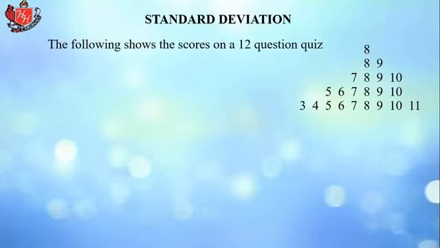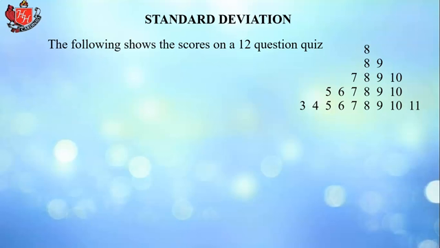So let's actually take a look at some numbers here. And you can see they're kind of normally distributed. It's not a perfect normal distribution, but you almost never get a perfect normal distribution in real life. So it kind of looks like a bell curve, but it's a little bit lopsided. Okay, so we're going to see how it works here. The following shows the scores on a 12-question quiz. So you had 1 student get 11 out of 12, you had 3 students get 10 out of 12, 4 get 9 out of 12, and so forth.